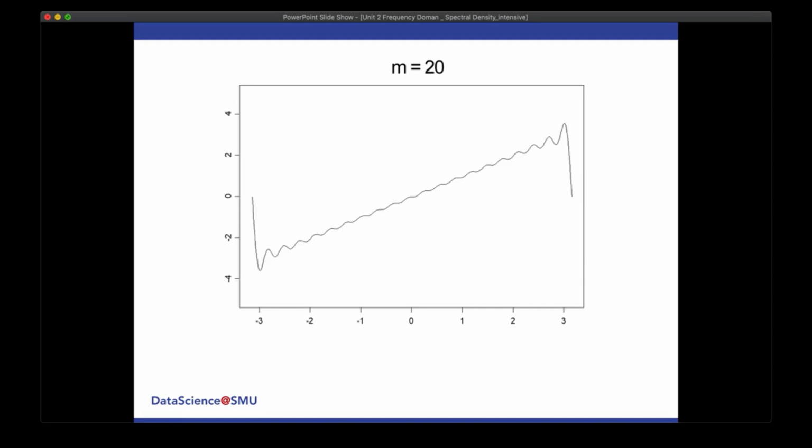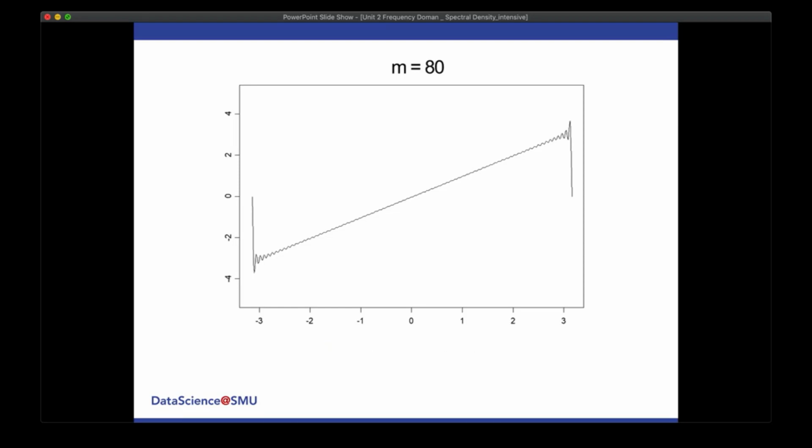M equals 20. M equals 40. At m equals 60, this thing is really starting to look like f of x equals x. Now, if you look really closely, you can see that you have evidence that there are still those sine waves in there, but they have super tiny amplitudes, so you can't really see them that well.